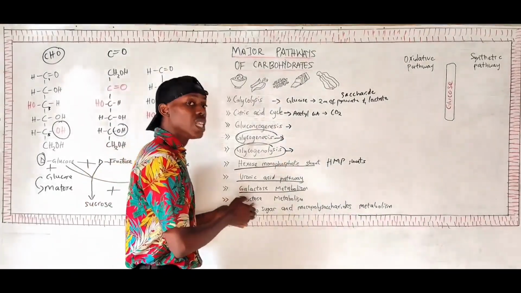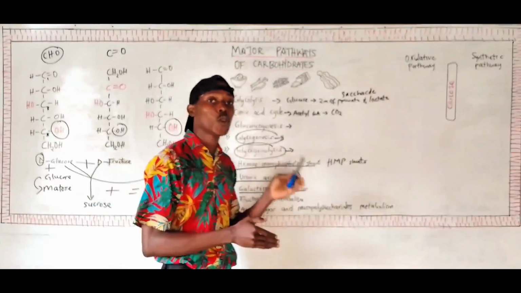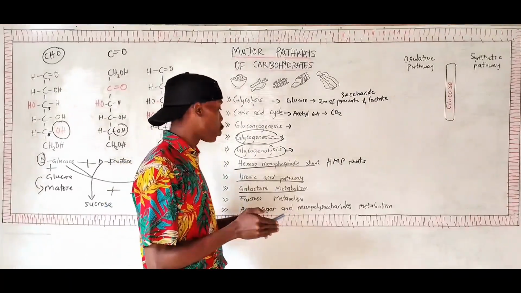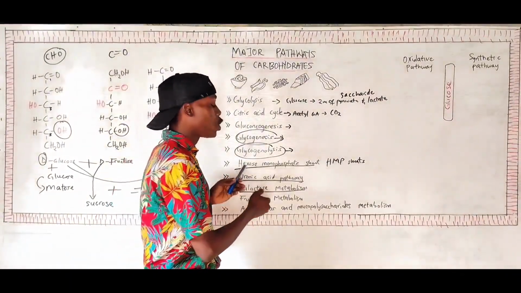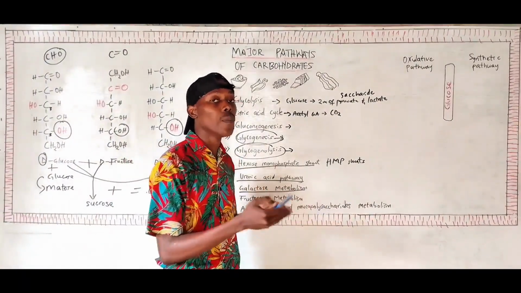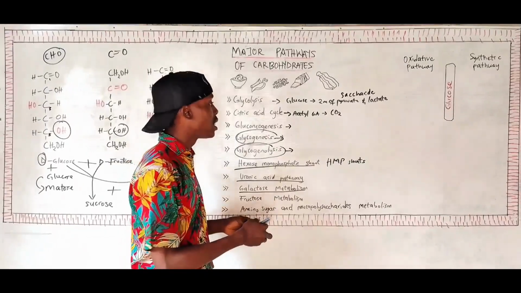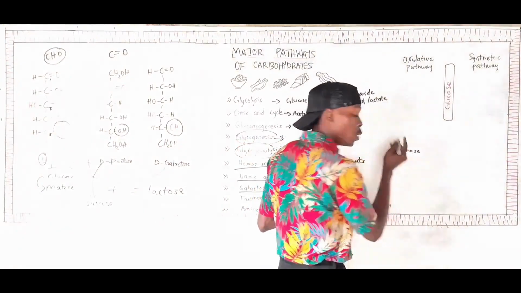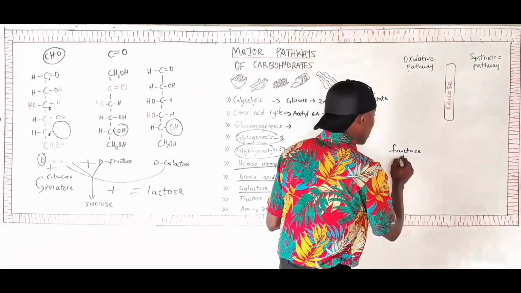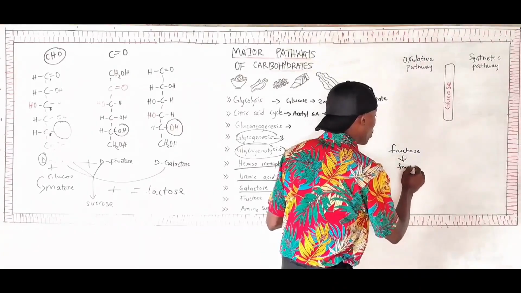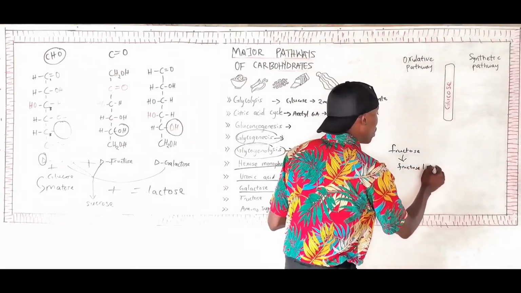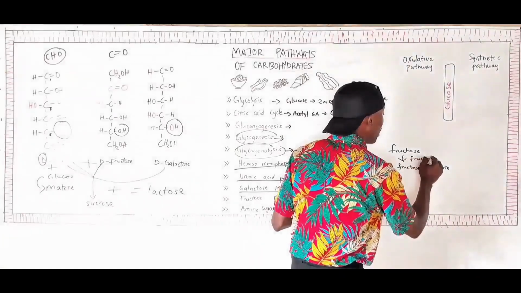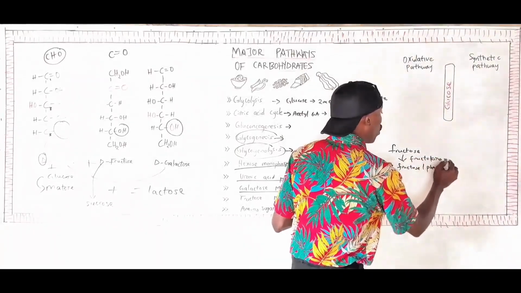This fructose metabolism involves the conversion of fructose into pyruvate. And also, there's a relation between fructose and glucose metabolism. So look at it. This is the fructose metabolism pathway. It starts with fructose. Fructose can be converted into fructose 1-phosphate by the enzyme fructokinase. Hope you understand that.